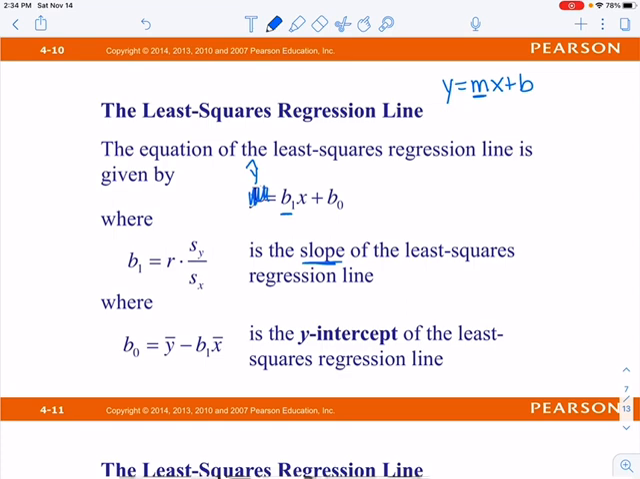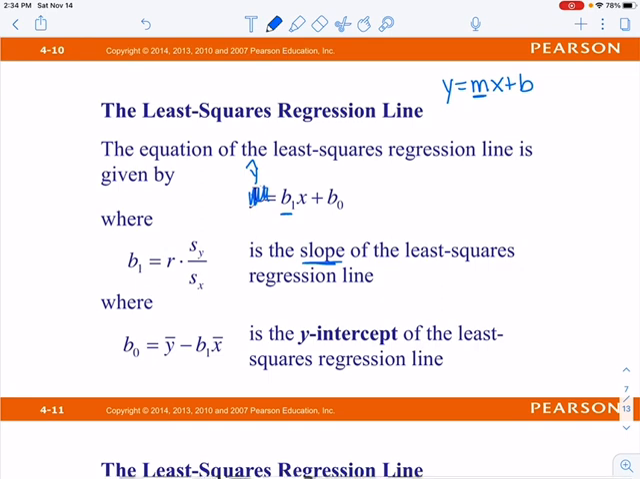So we're going to find that for the most part by hand. How are we going to do that? b sub 1 is going to equal r times s sub y divided by s sub x. What are those r's and s's all about? r is the correlation coefficient, which we have found before. s sub y is the sample standard deviation of your y values, and s sub x is the sample standard deviation of your x values.